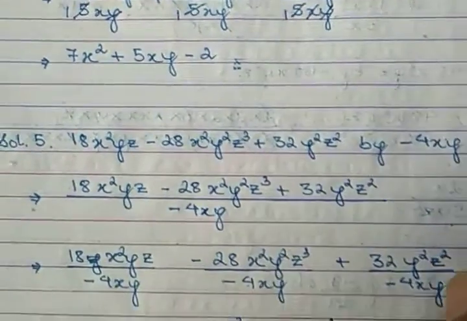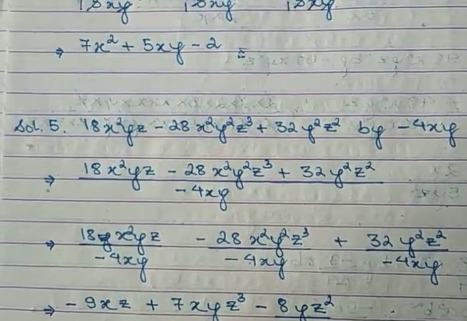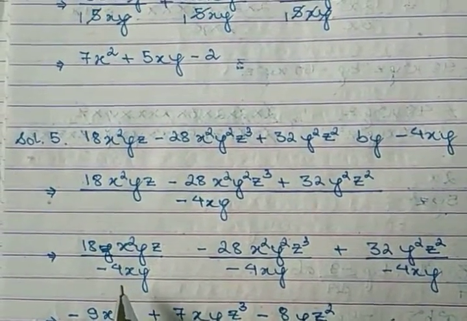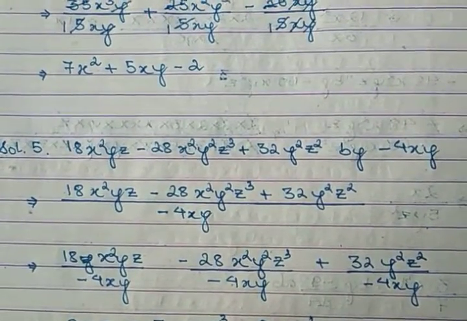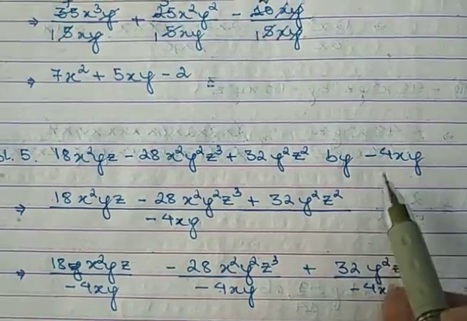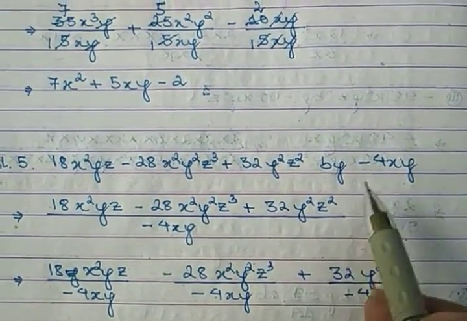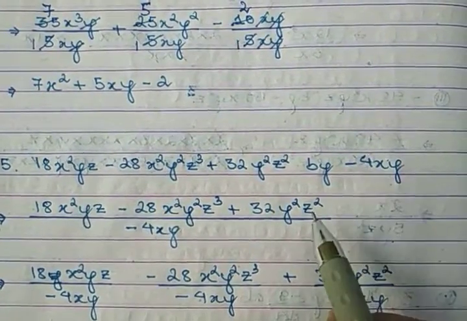Okay, now the last sum for today. So what we have here is, again, we got a trinomial divided by a monomial. But why I picked this sum is because the monomial has a sign as well. See, negative sign. Okay, now this negative, we cannot just directly neglect the negative sign. Remember that negative sign is very important.